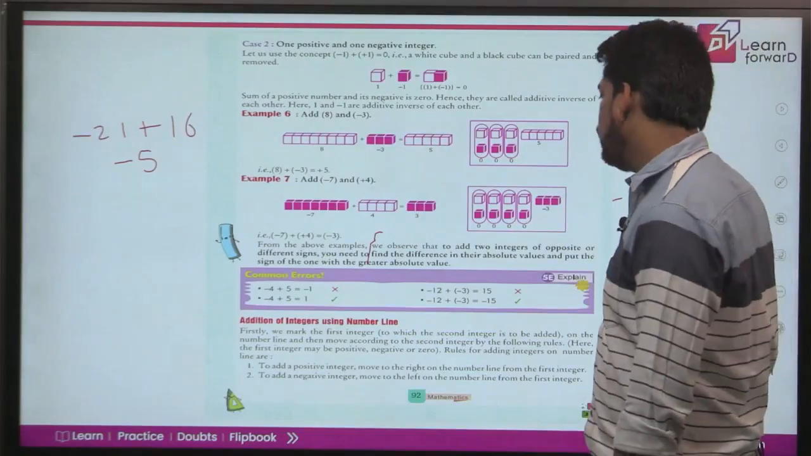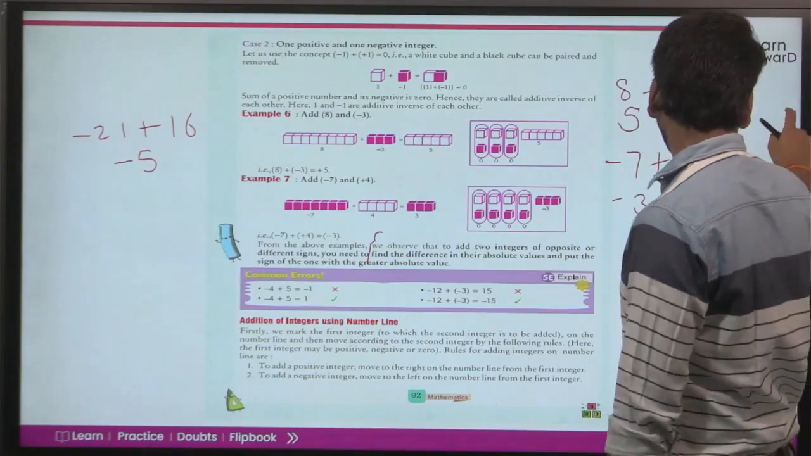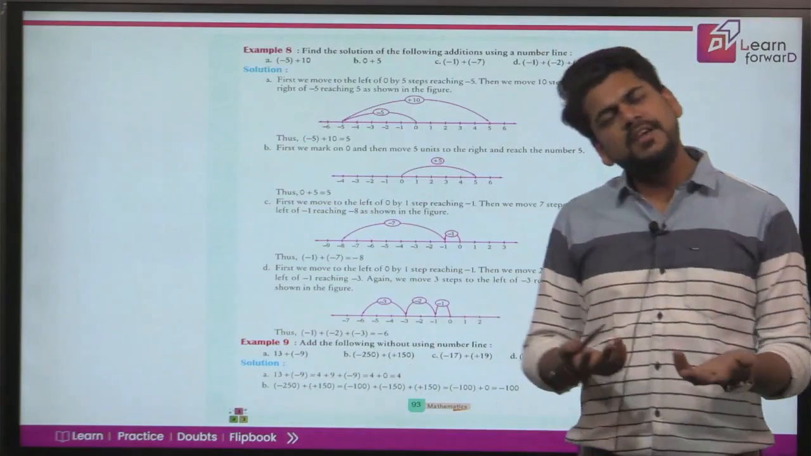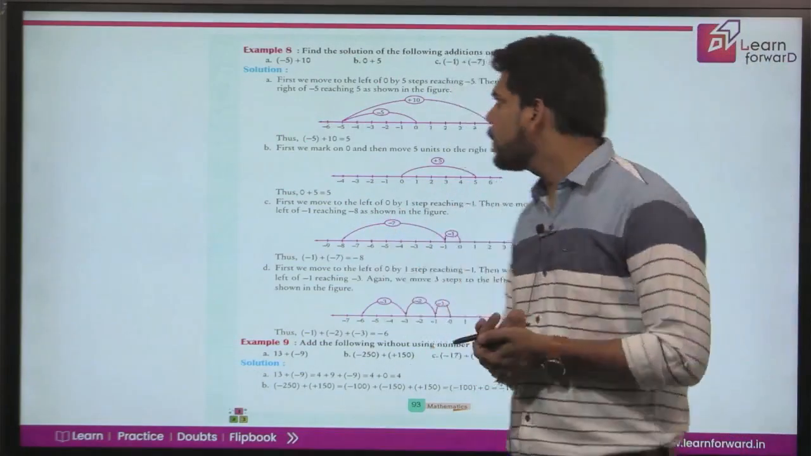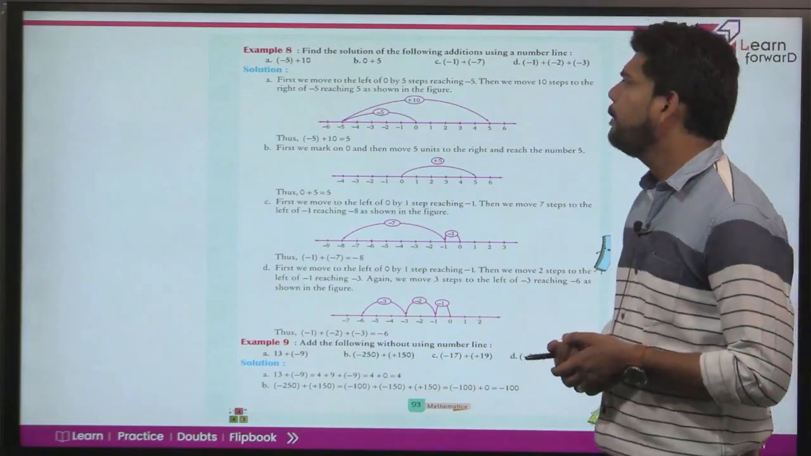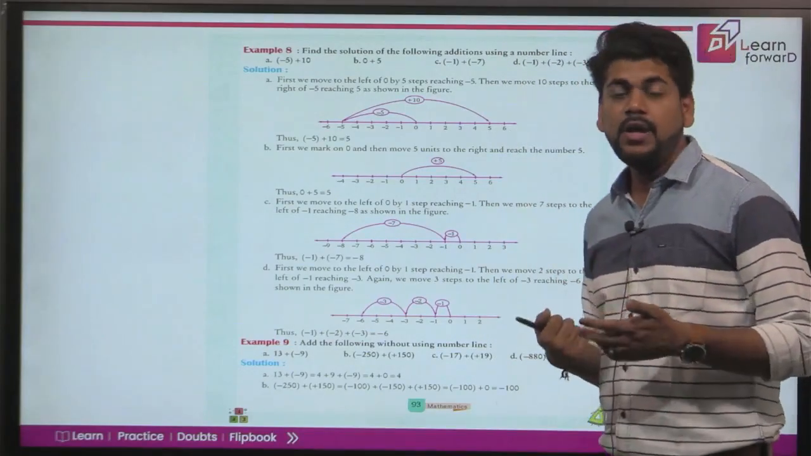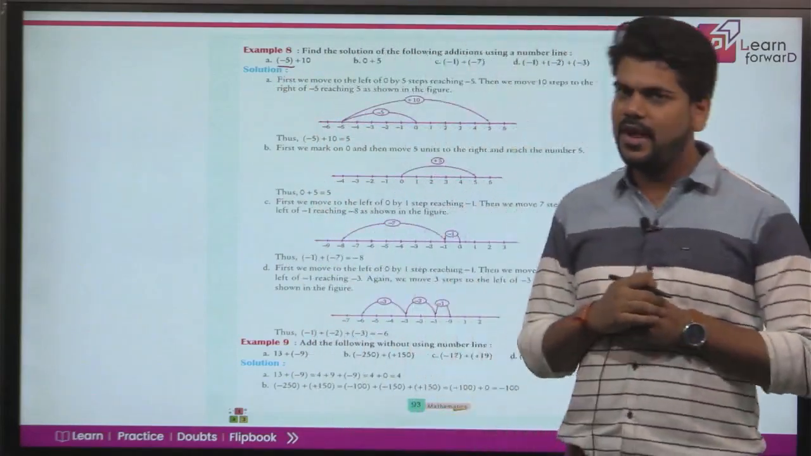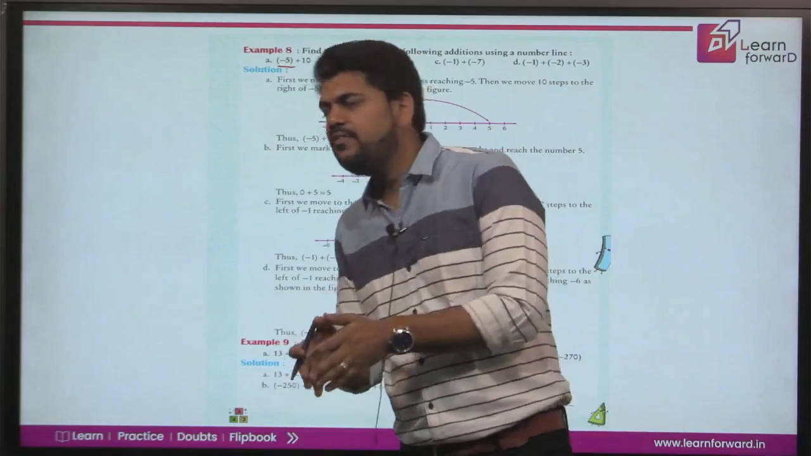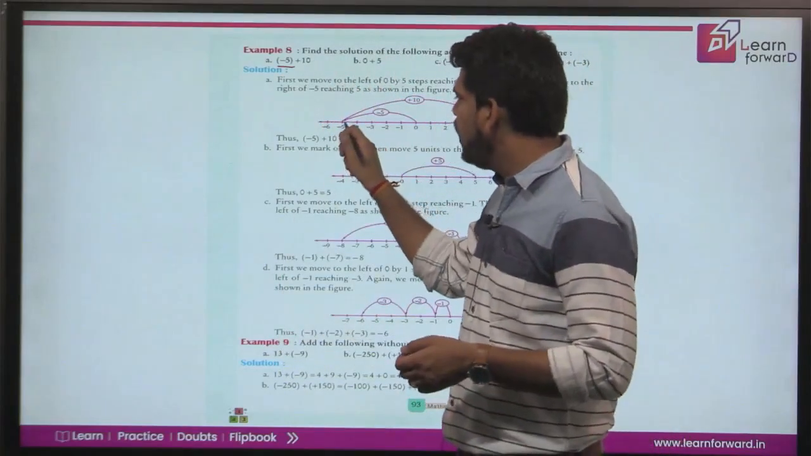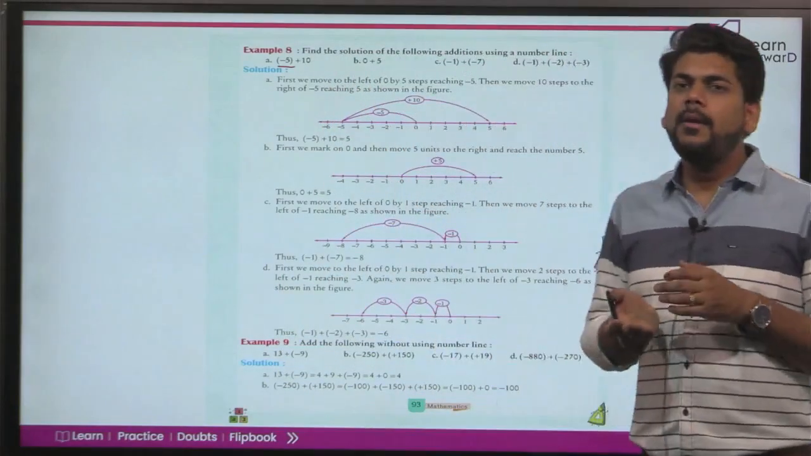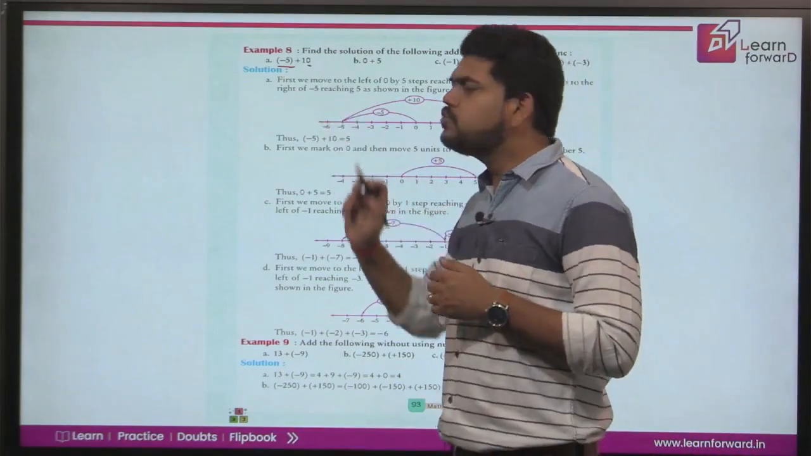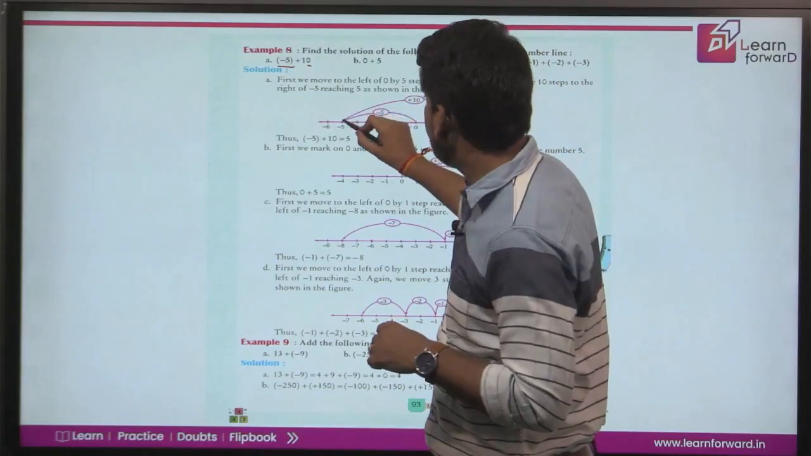Now let us do addition of integers using the number line. You have already done the addition of whole numbers on the number line. In the same way we'll do the addition of integers. Find the solution of the following: minus 5 plus 10. Now which floor are you already at? Minus 5. Fine. We are at minus 5 and we want to go 10 positive. That means we will shift toward the right side. How many steps will we take? 10. Now we are at minus 5.